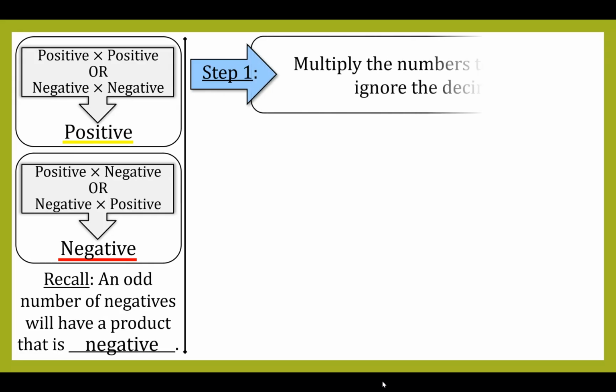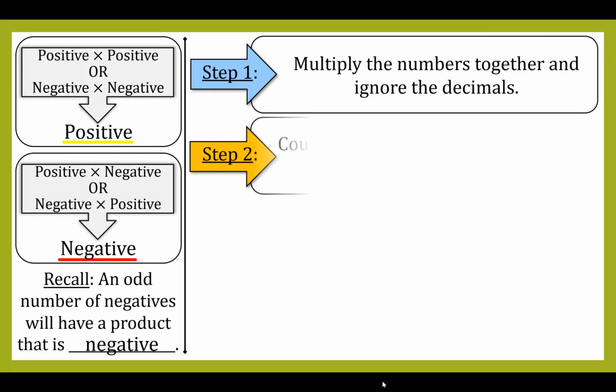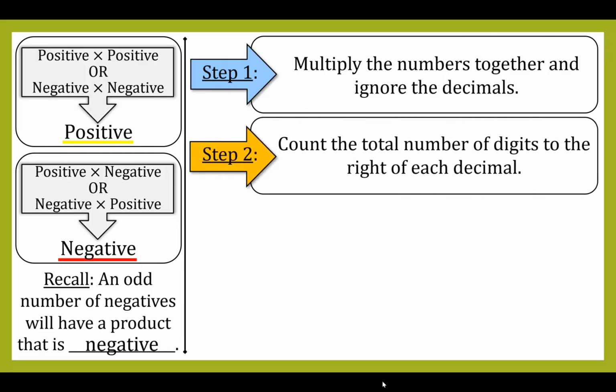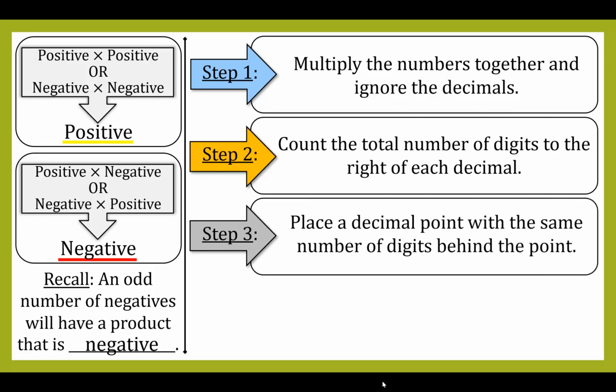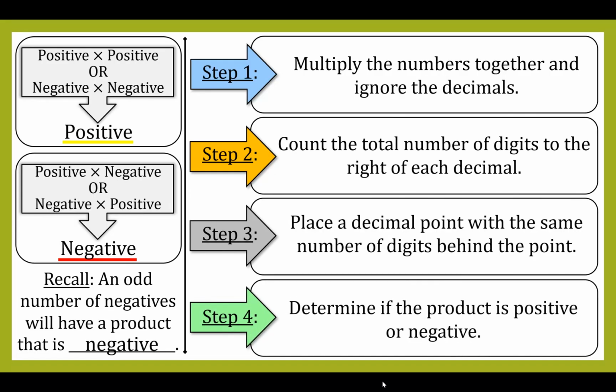Okay, let's look at some steps. Step 1, I'm going to multiply the numbers together and ignore the decimals. Step 2, I'm going to count the total number of digits to the right of each decimal. Step 3, place a decimal point with the same number of digits behind the point. And step 4, determine if the product is positive or negative.